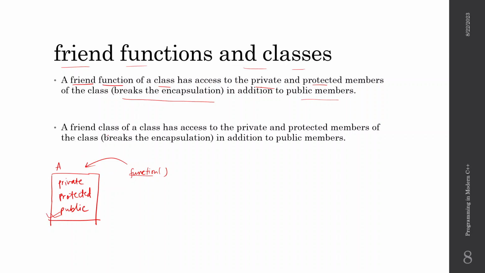Similarly, there is a concept called friend class. A friend class is similar, but instead of a function we will have another class. We can say that B is a friend of A, so then B will be able to access the private and protected members also. So this is similar to the function case. It can break the encapsulation.